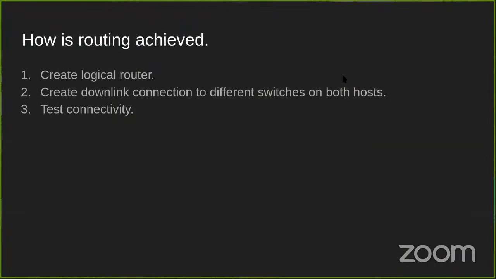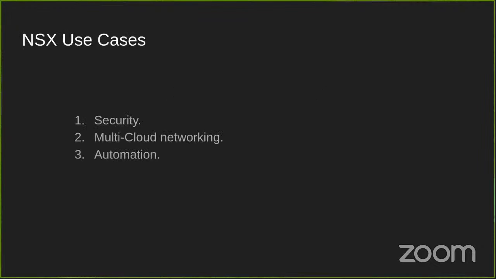And then how is routing achieved? First of all, you create a logical router, and then you create a downlink connection to different switches on both hosts, and then finally you test the connectivity. I'll be able to explain this further in my demo.